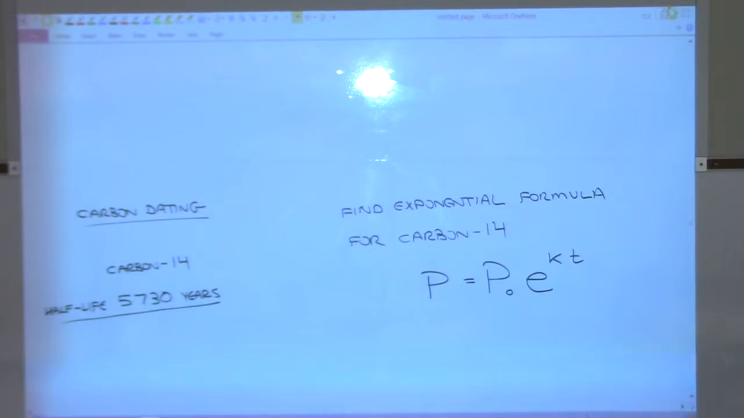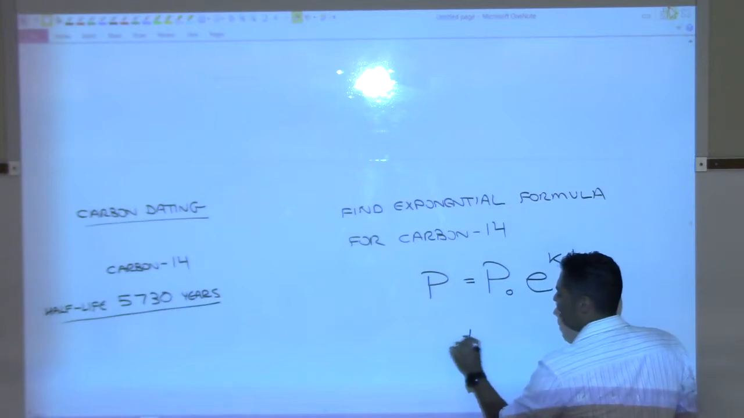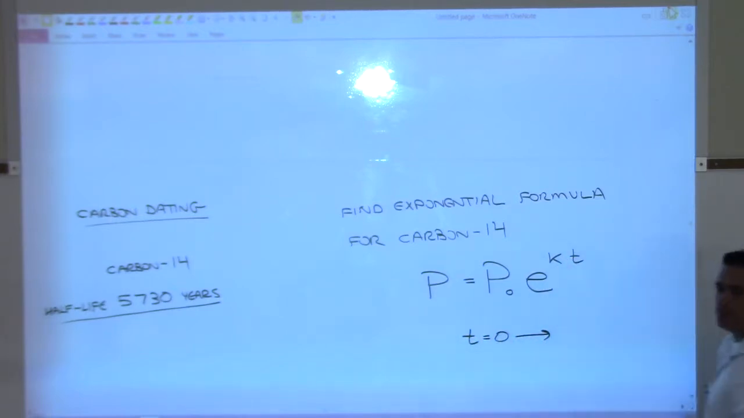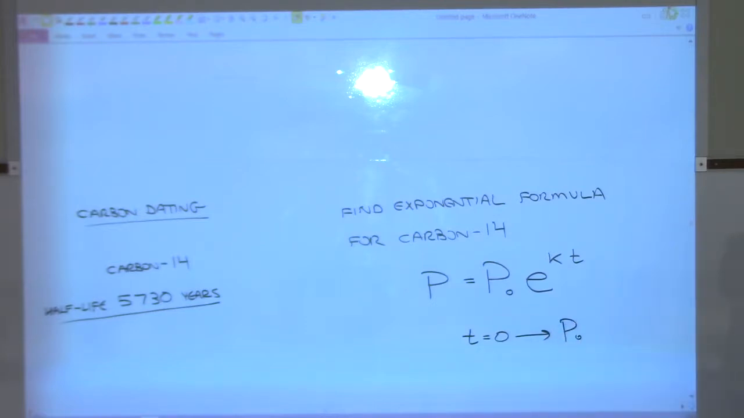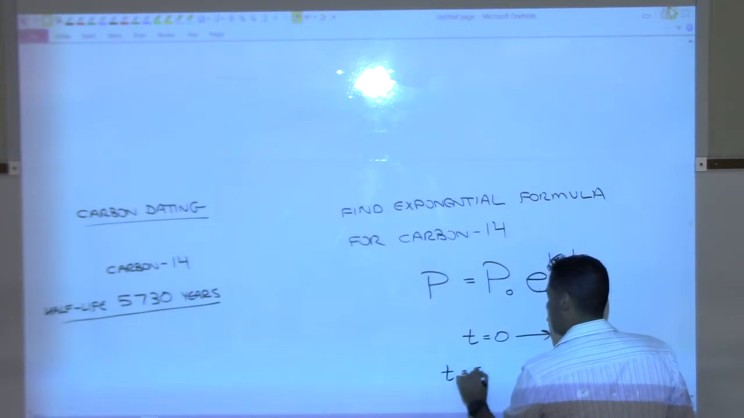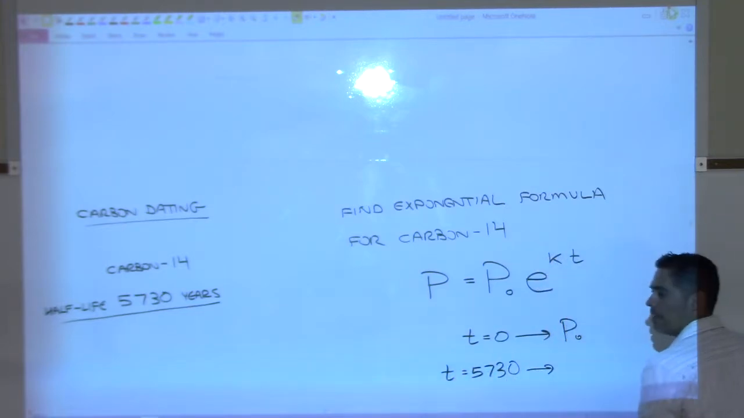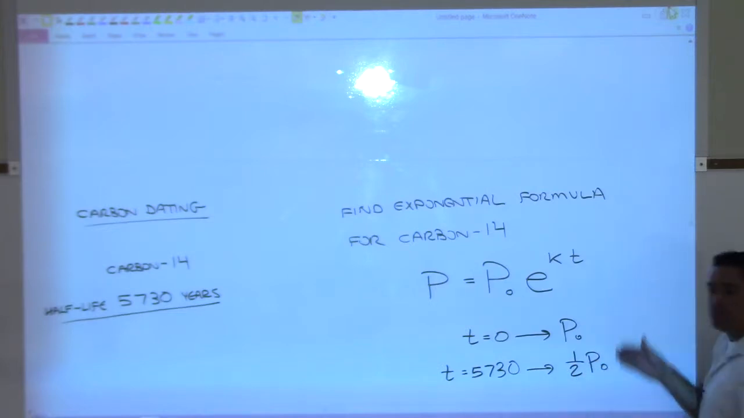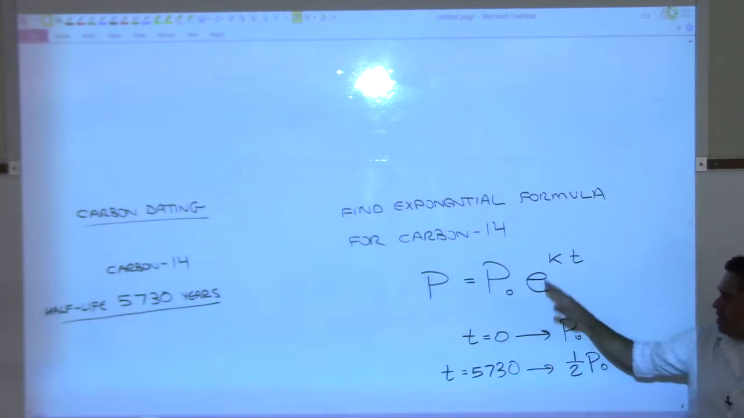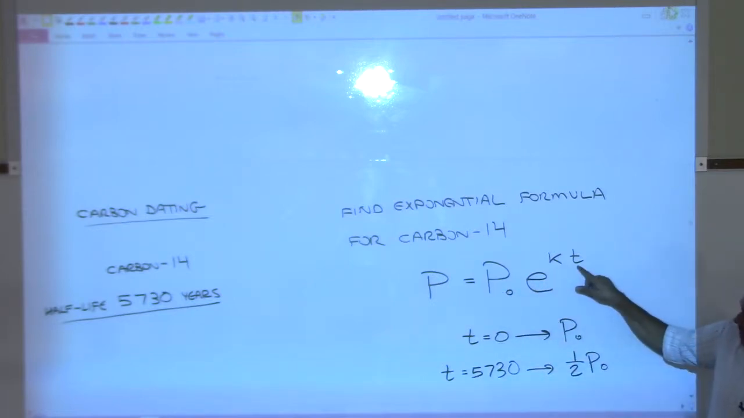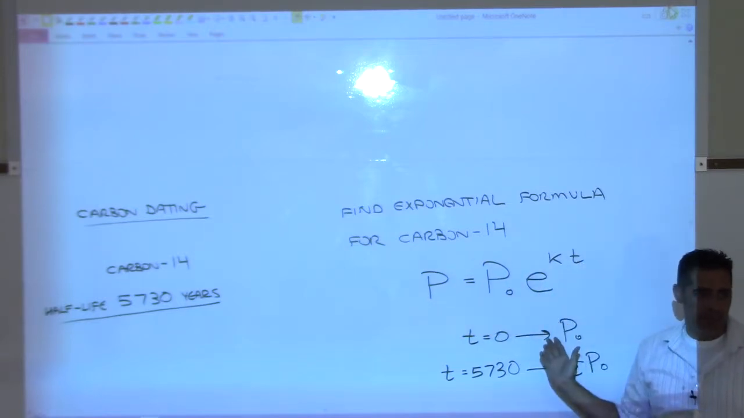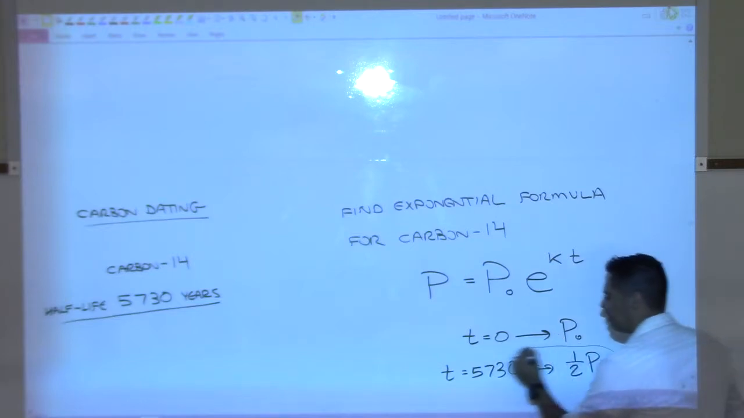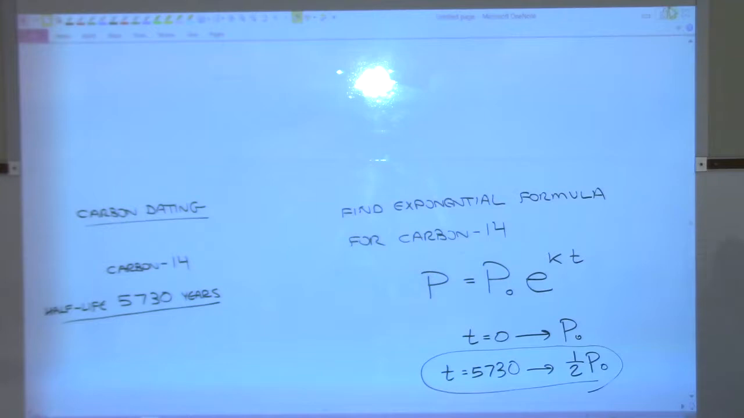So to get K, what do we know at time equals 0? How much is there at time equals 0? P sub 0, always, right? How much is there at time 5,730? Half of it, right? This will always be the first step to finding K, is just to understand that at time 0, we should have P sub 0. But at time 5,730, this should spit out 1/2 of what we started with. So now, working with this, what should my next line be?